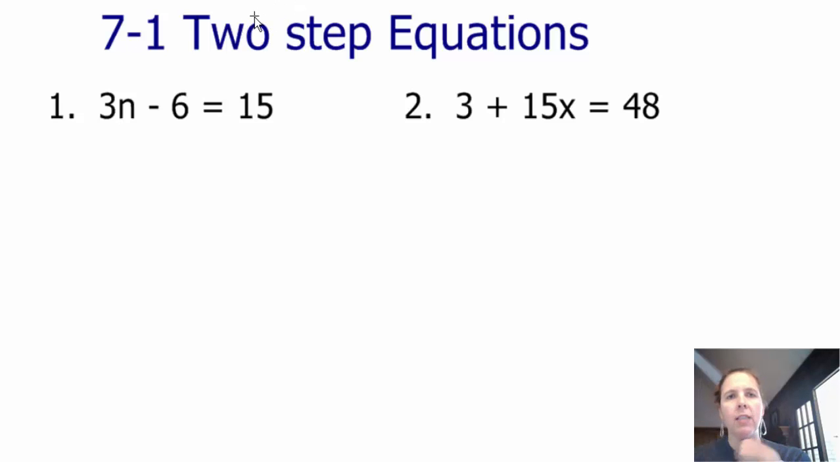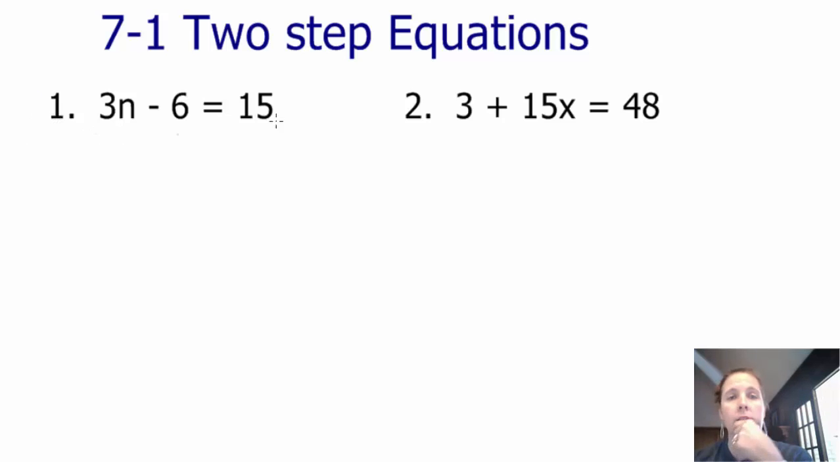Okay, today we're going to do 7-1, which is two-step equations. It's just like we've done in the past with one-step equations, except for now there's two. So when we do them, you pretty much always want to start with the addition and subtraction and then the multiplication or division, depending on what kind of problem it is.